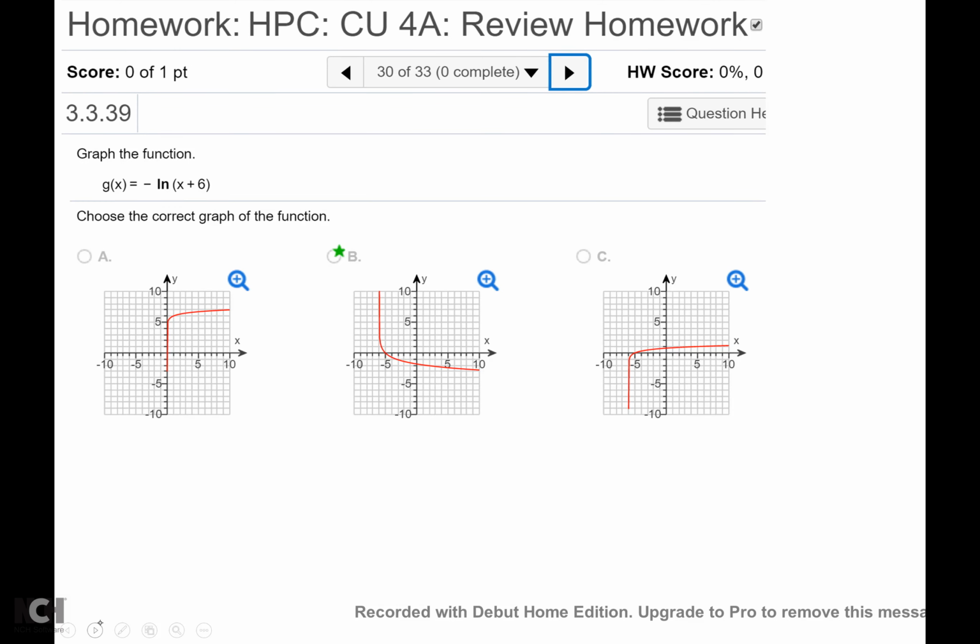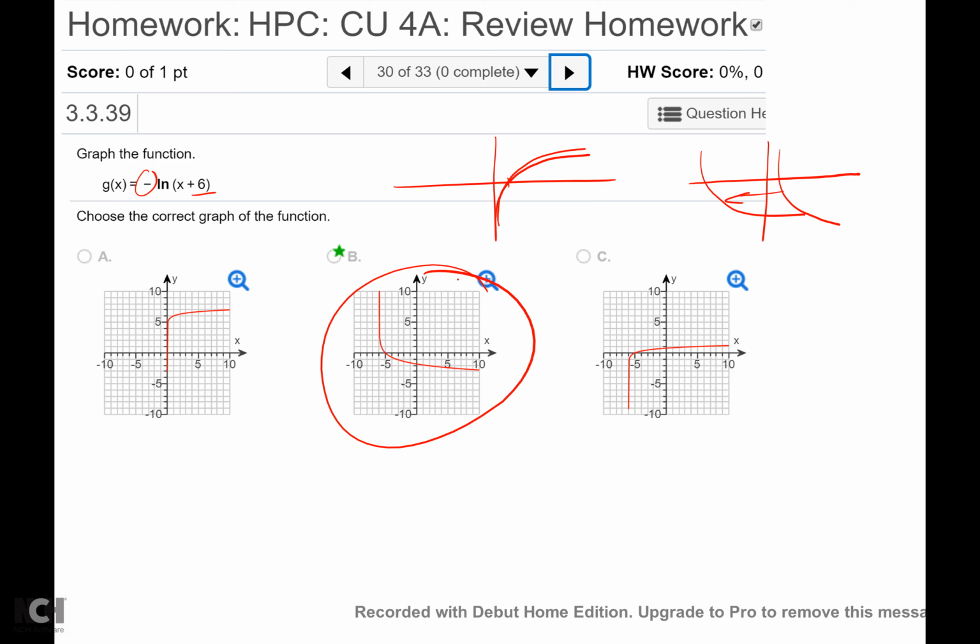All right, graph this function. Again, the natural log function comes up like this. It also passes through 1, 0. Okay, this negative is going to turn it upside down, which means it's going to go like this. And then this is going to move it 6 places left. So it's going to go this way, 6 units, which is going to put it over here. Well, the only one that does that is this.